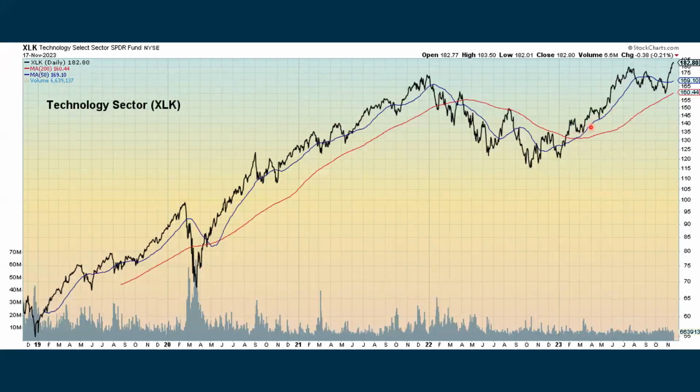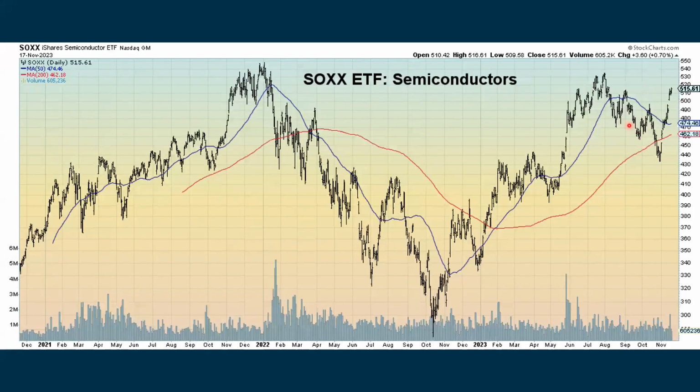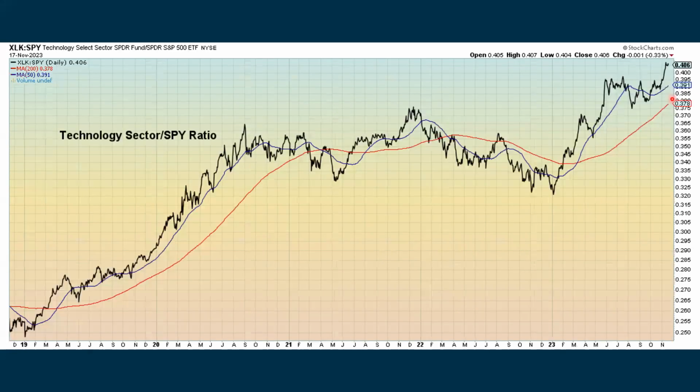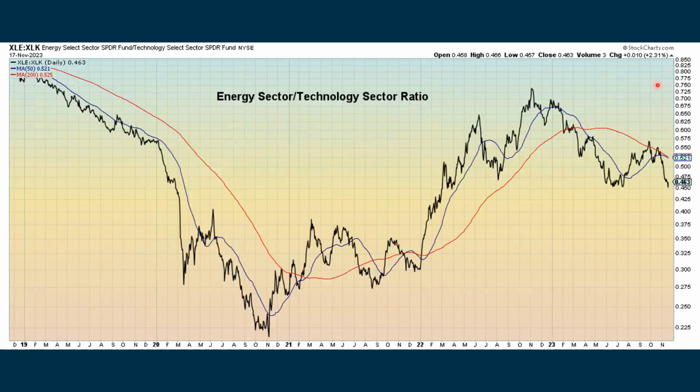The tech sector is continuing to be strong and is in an uptrend. We look at the semiconductors, which had some weakness, actually fell below their 200-day moving average, but now have been really making a comeback. We do a ratio between the tech sector and the S&P 500, showing that tech is outperforming. And then we look at the energy sector and compare it with the tech sector and do a ratio.